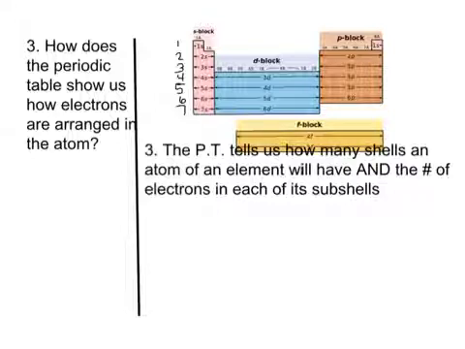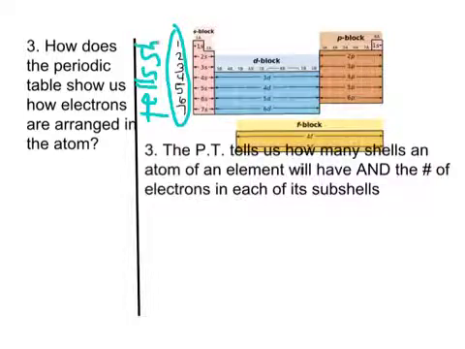The periodic table is going to tell us how many shells an atom of an element has. Remember, the row number, or the period number, here is going to tell us the shell number. So an atom that sits right here is going to have 4 shells. We know that because it's in the 4th row, or the 4th period, on the periodic table. Now, the periodic table is such a work of genius that it also shows us the number of electrons in each of its subshells.